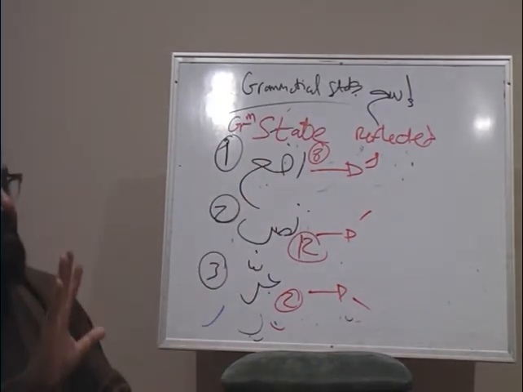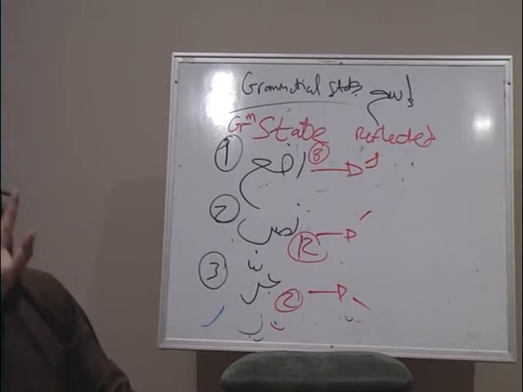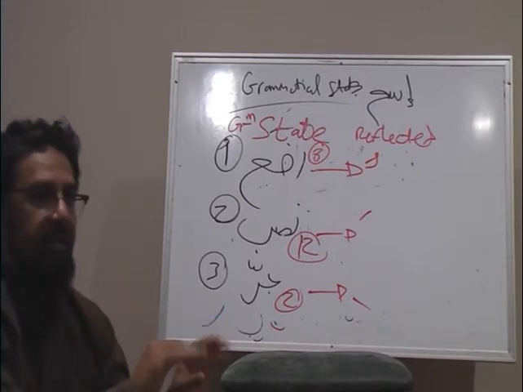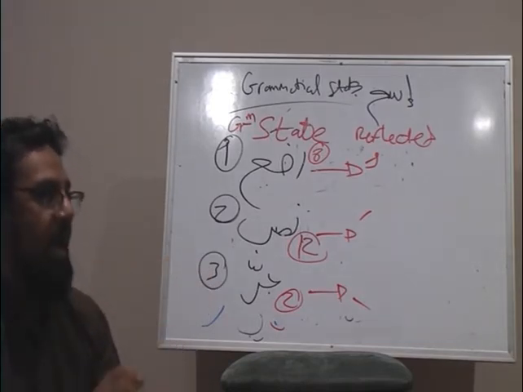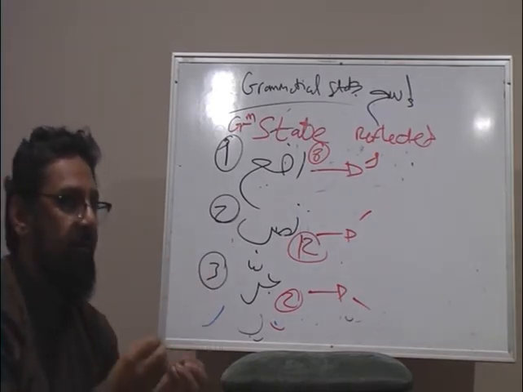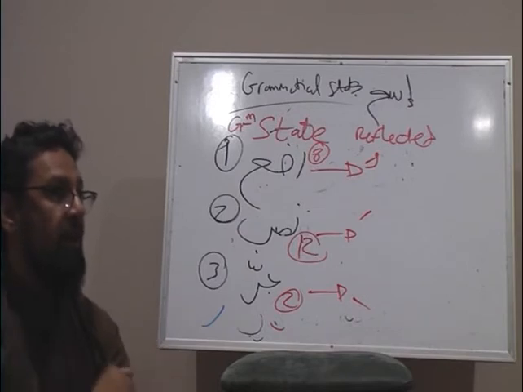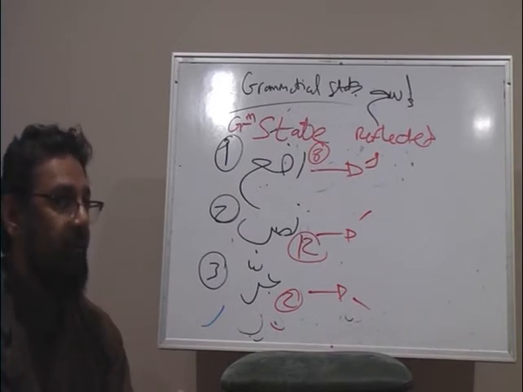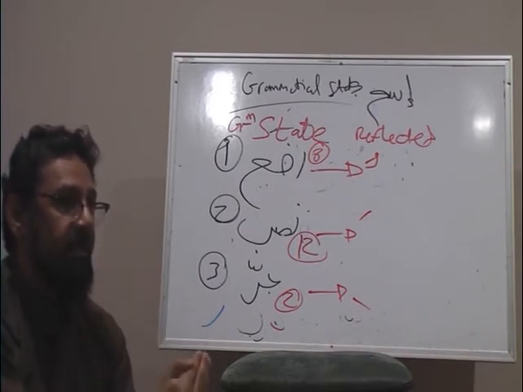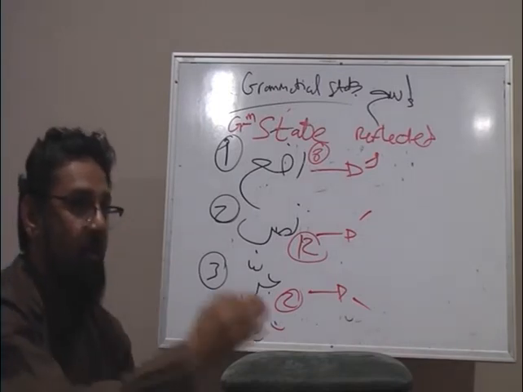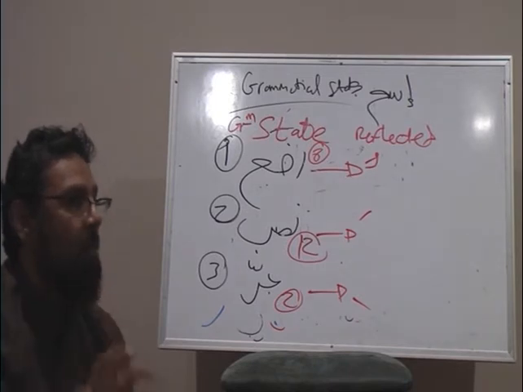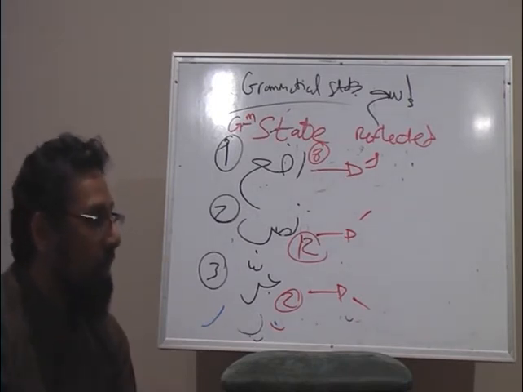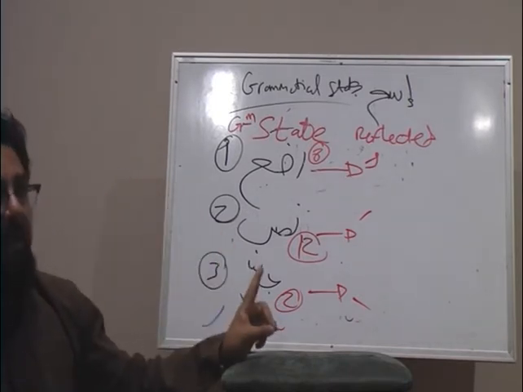And in most instances, the rafa is reflected with a dhamma. In most instances, the nasab is reflected with a fatha. And in most instances, the jar is reflected in kasra, not the other way around. Kasra does not mean jar. Fatha does not mean nasab. And dhamma does not mean rafa. It's the other way around. It's the state that we need to identify, and it's reflected in that way in most instances. We've learnt that and we've seen application of that.